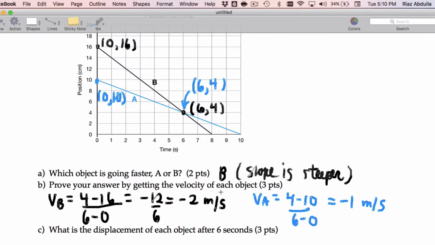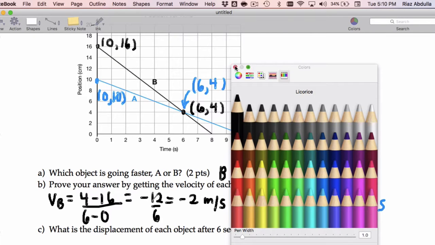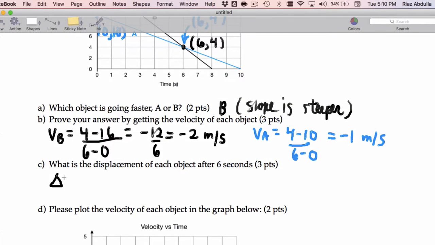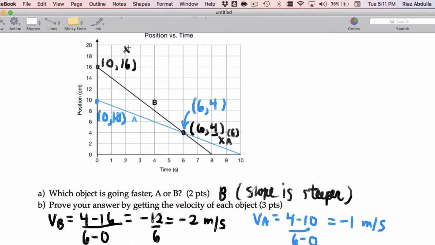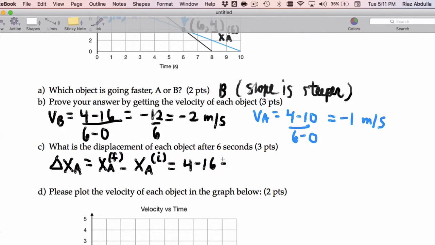So to get the displacement of each object after 6 seconds, let's be really clear. The definition of displacement is, delta x for A, the displacement of A is going to be xa final minus xa initial. And let's actually plug in those numbers. That's going to be 4 right here minus, and xa initial is where you start at 0. Initial means from time equals 0. So that's 4 minus 16, and that's going to be negative 12 meters.